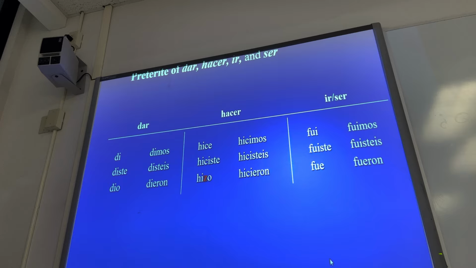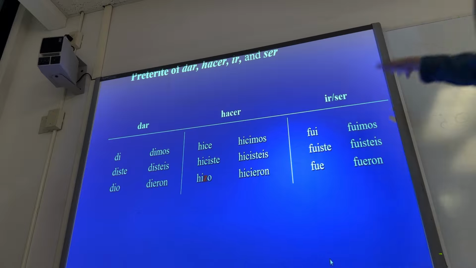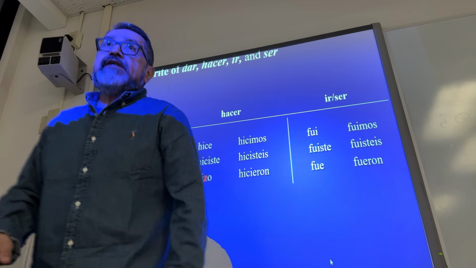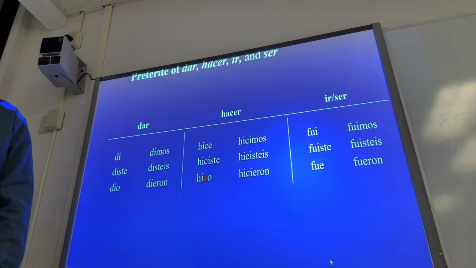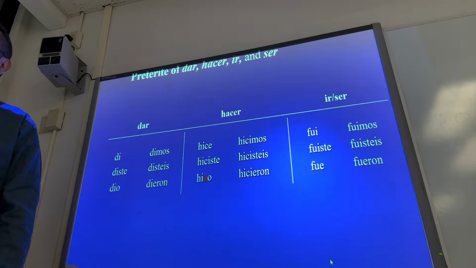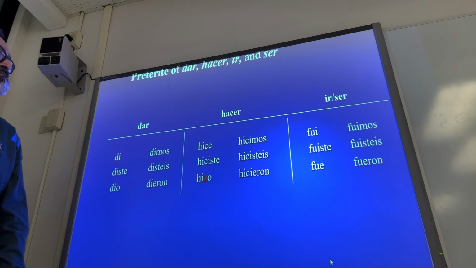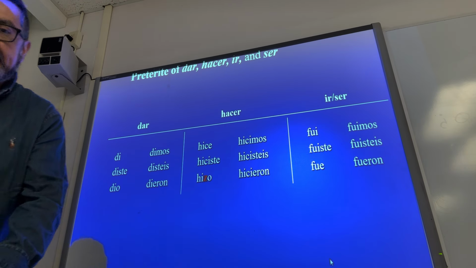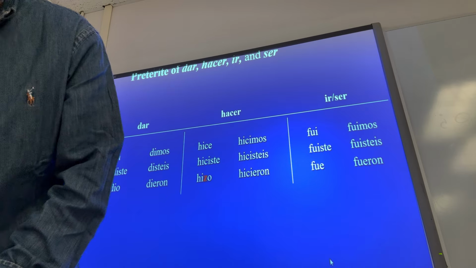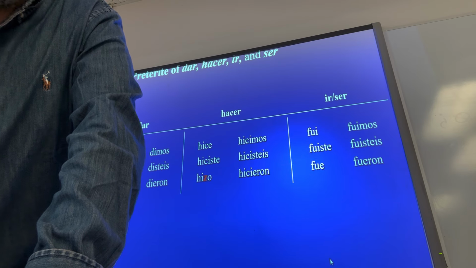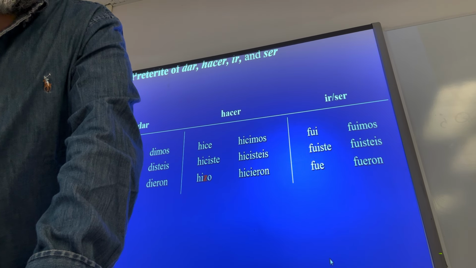Okay, so this one is a straight up run of the mill irregular. Fui, fuiste, fue, fuimos, fuisteis, fueron. But once you've memorized that, you've literally learned 2 verbs. Okay. Now, your textbook arranges them differently.